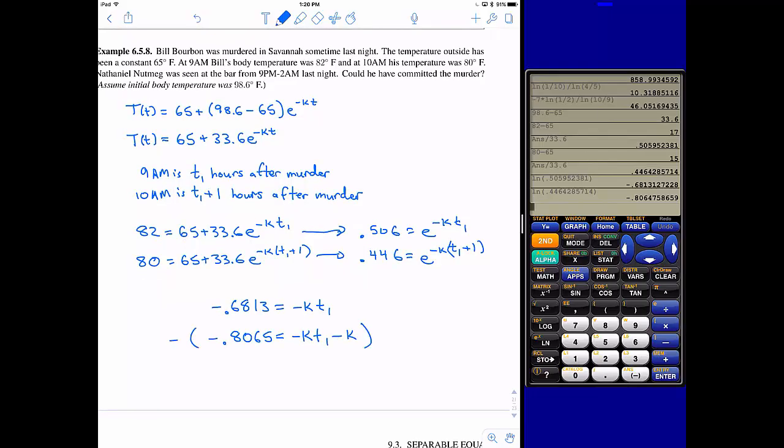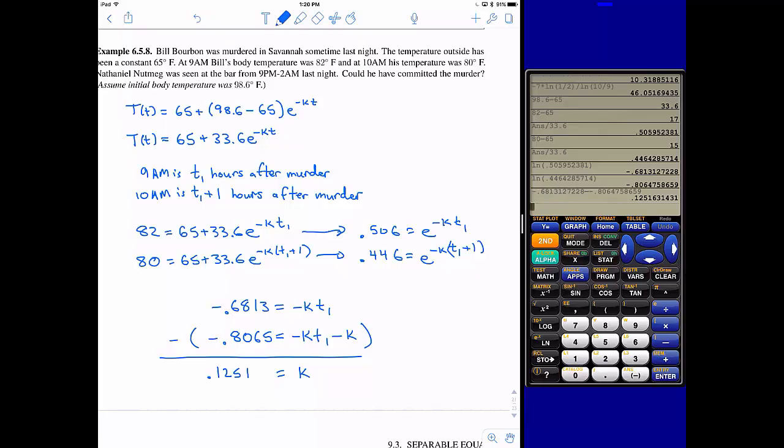The idea is now I have a system of equations, and if I subtract the second equation from the first equation, you can see that those negative k T1s will cancel. How great. So on the left-hand side, it looks like this comes out to 0.1251. And then on the right-hand side, minus negative k is going to be just k. So I was able to successfully solve for k in this case.